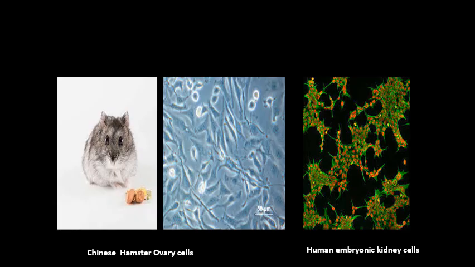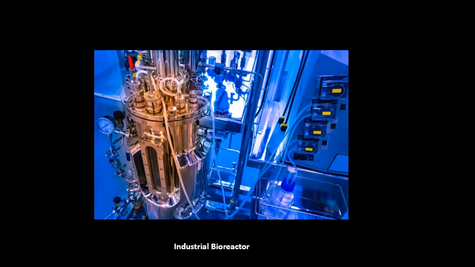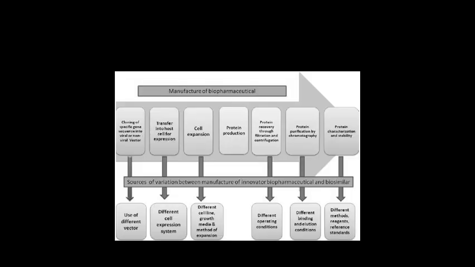And this is a Chinese hamster, and these are the Chinese hamster ovary cells, and this is a human embryonic kidney cell. And these are the various steps that are involved in biosimilar manufacturing. Not going into detail of it. This is the industrial bioreactor where these biosimilars are produced. Again, these are the steps comparing: above is the reference product and below is the biosimilar.